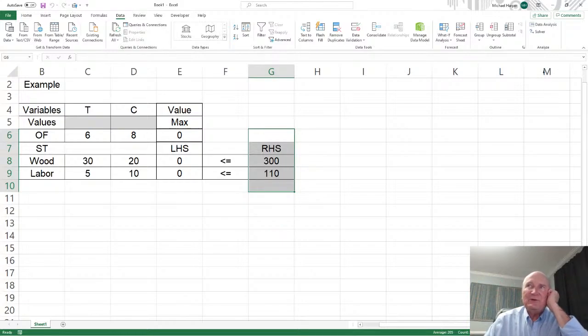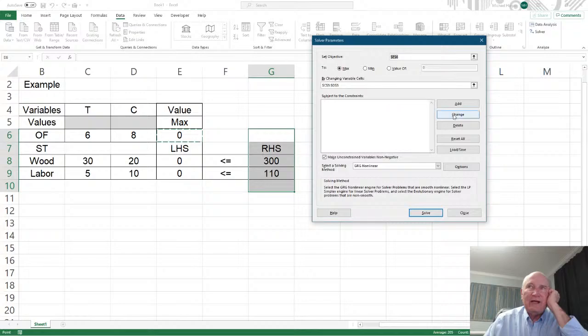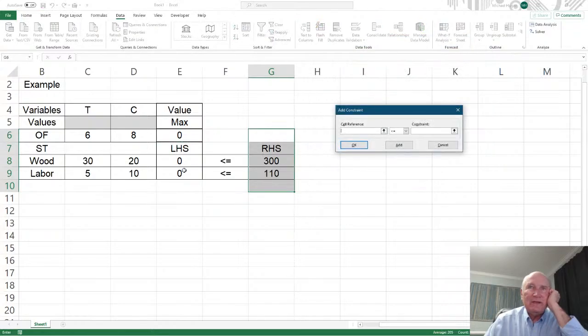Okay, let's bring the window back. Okay, let's add it again. The left-hand side is less than or equal to. So right here, I can have less than or equal to, an equality constraint, greater than or equal to. I can have integer, binary. I can have different types of relationships. In this course, we'll just have less than or equal to, equality, and greater than or equal to.